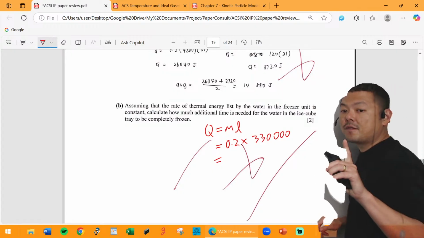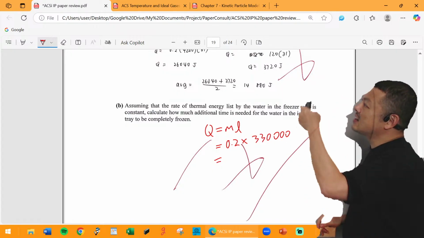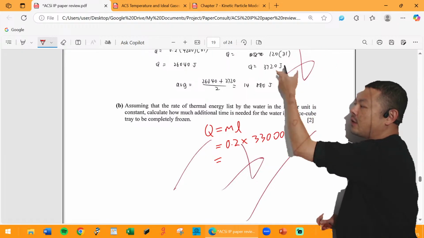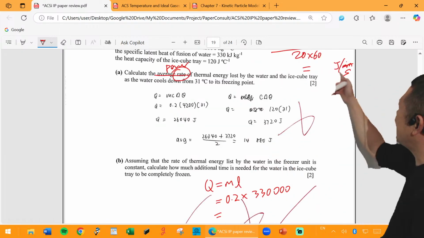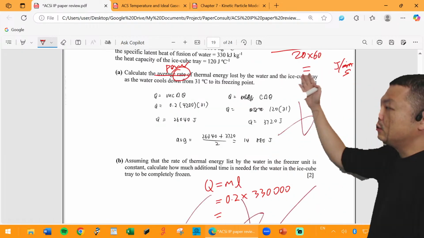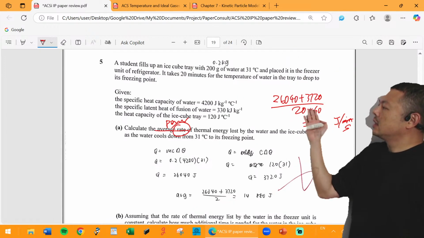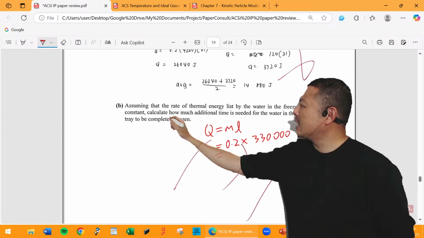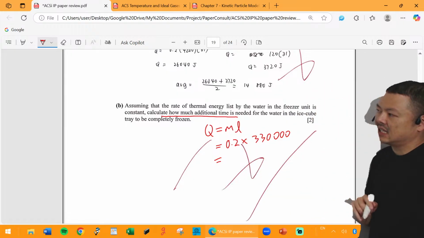But this is not fair, because this one depends on the answer from before. That means you need to have this rate here in order to calculate how much additional time is needed.